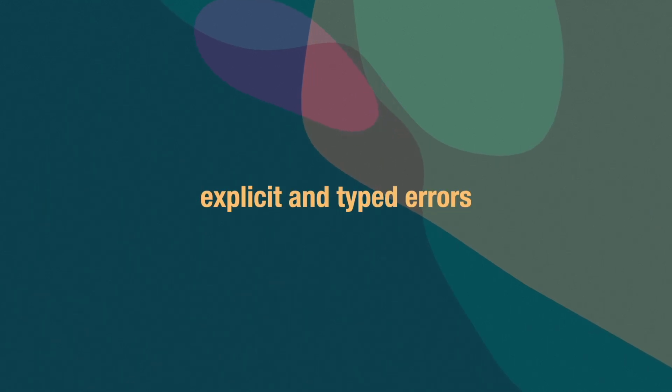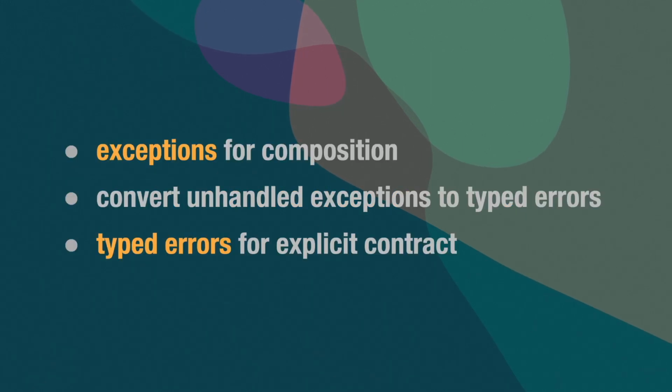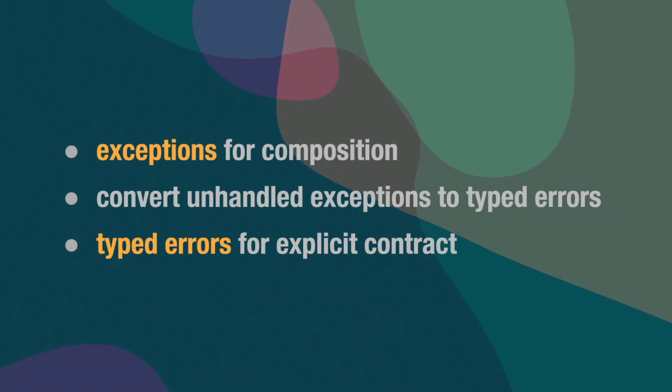On the middle level, where you have most of the business logic, we want explicit and typed errors. We don't want to miss any errors from the lower level, and we don't want the higher level to miss any errors as well. The trick here is to use exceptions for composition and convert unhandled exceptions to typed errors to pass them along, because typed errors are better for contracts and being explicit.